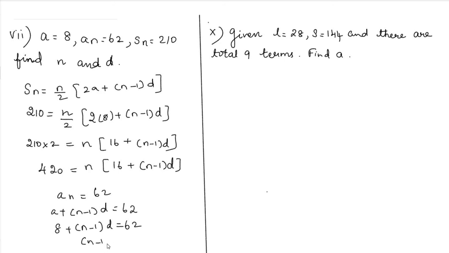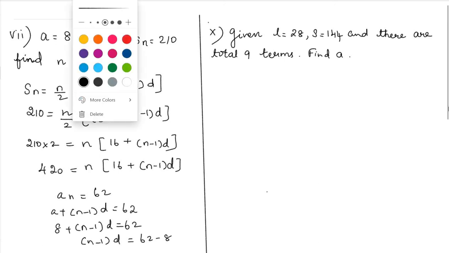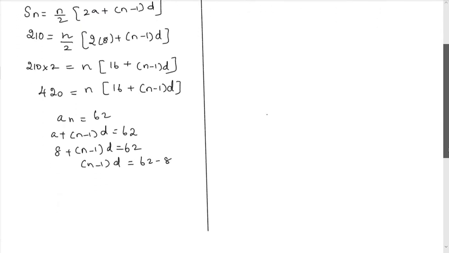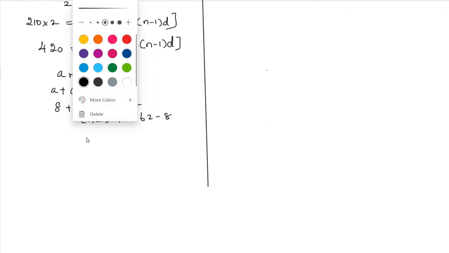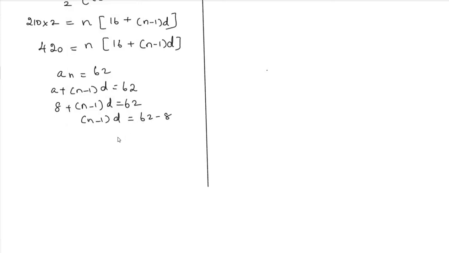n minus 1 into d is equal to 62 minus 8. Okay. What is 62 minus 8 actually? What will I get, 62 minus 8? Yes, listen. 54, yes. So, n minus 1 into d is equal to 54. Okay. Now, I am going to substitute this n minus 1 into d is 54 in this.